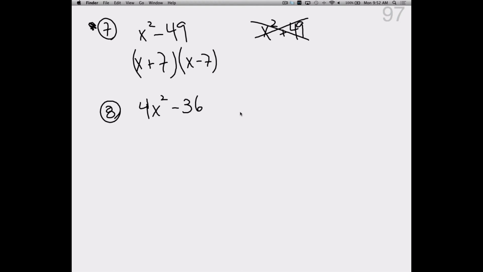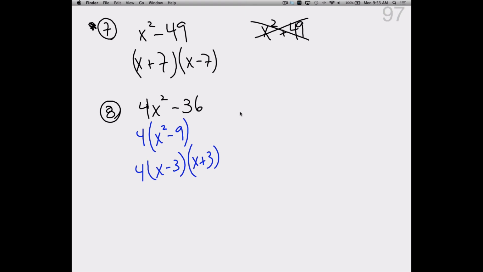Okay, two approaches to this problem. They're both correct. One of them is more corrector, because what's the first thing you always do? GCF. But the GCF here is 4. Then is x squared a perfect square? Yes. Is 9 a perfect square? Yes. Difference of squares. Thank you, Emmett.